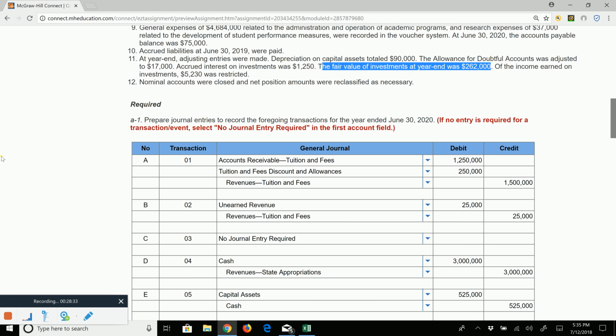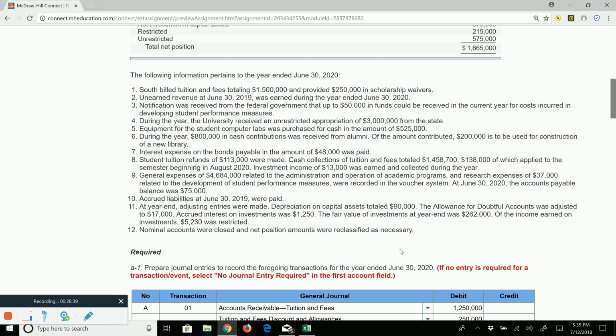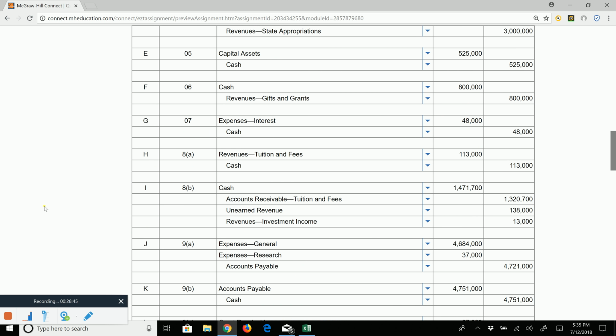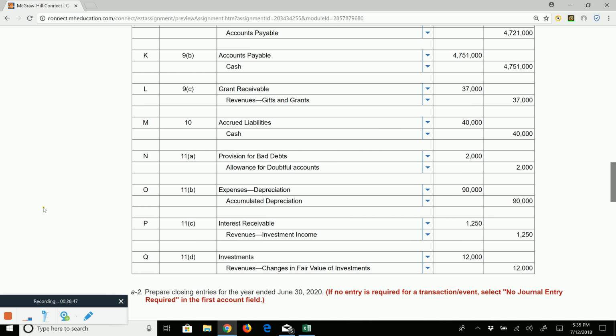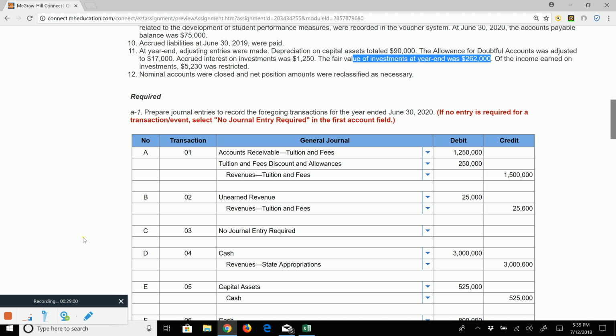$262,000. Well, what was my investment at the beginning of the year? Let me highlight it. Investments, $250,000. And at the end of the year, they've increased to $262,000. That's an increase of $12,000. So the journal entry would be to debit investments and credit our revenue for the fair value change of $12,000. So those are all the various journal entries here, okay?